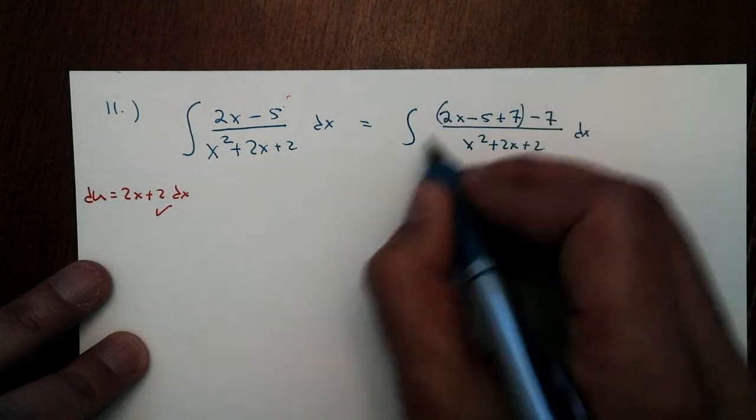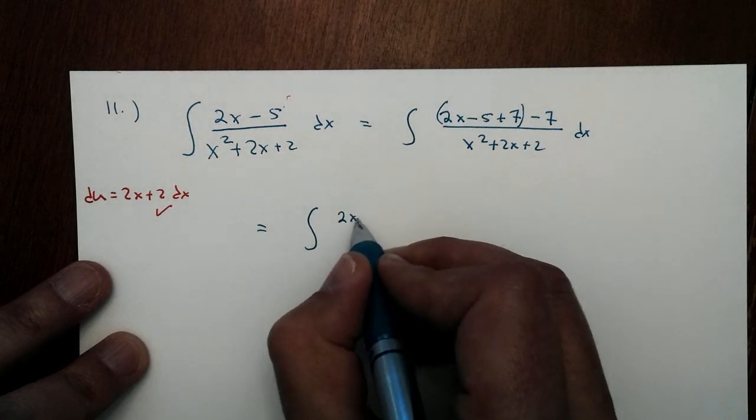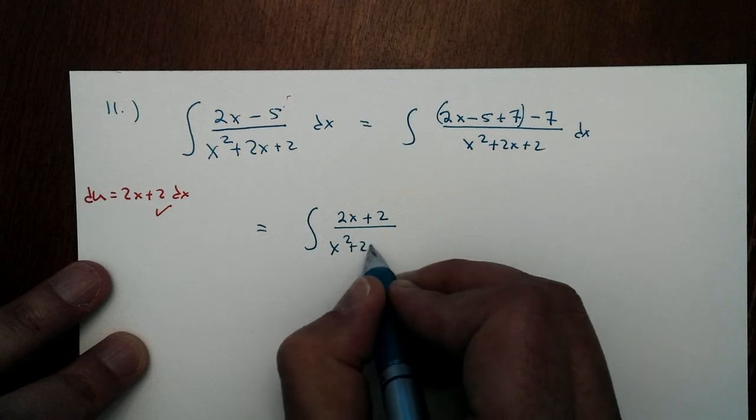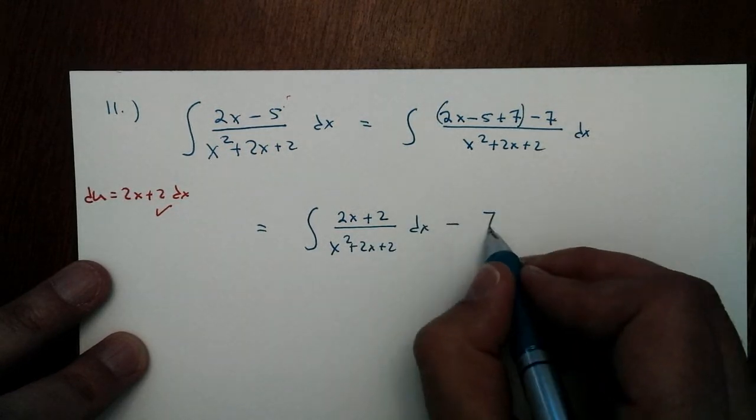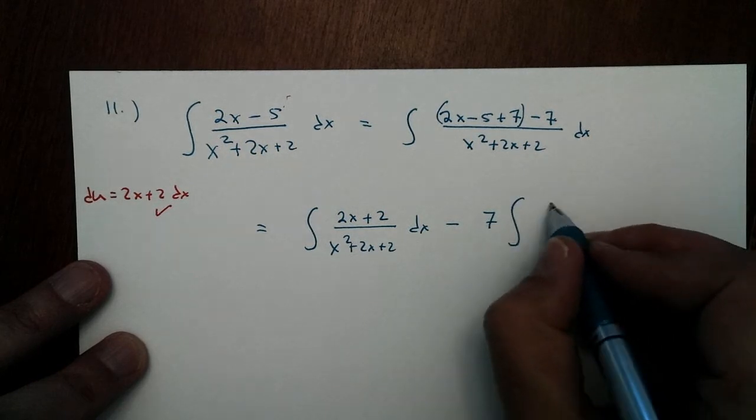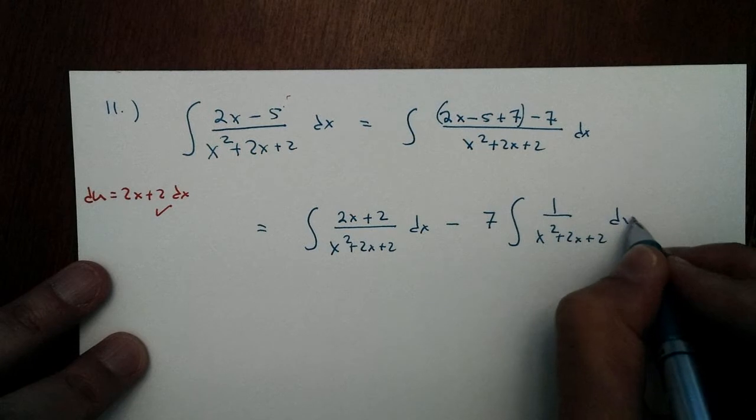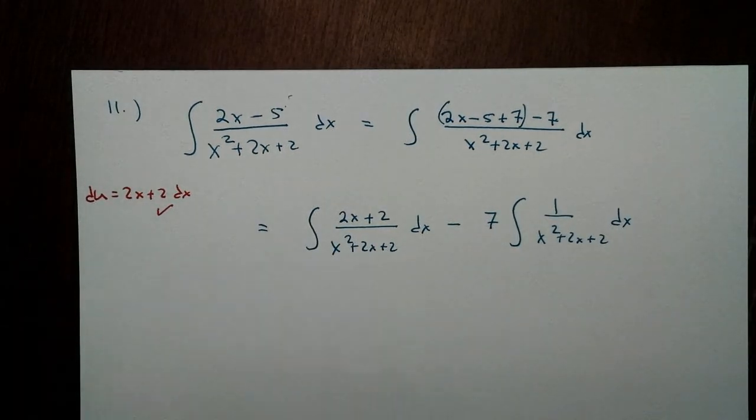This is what I wanted, because that becomes (2x plus 2) over this (x squared plus 2x plus 2) dx. But now I have that extra 7, so I subtract that new integral, minus 7 times the integral of 1 over (x squared plus 2x plus 2) dx. You're going to see this one again, so every day you're going to be seeing these as practice.